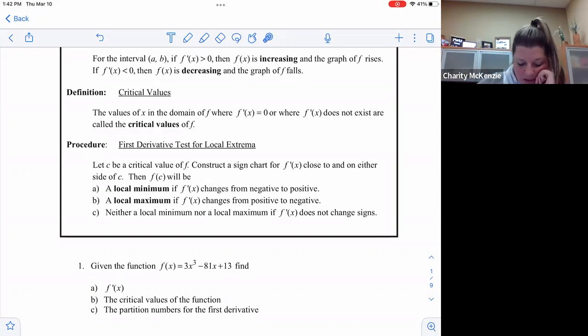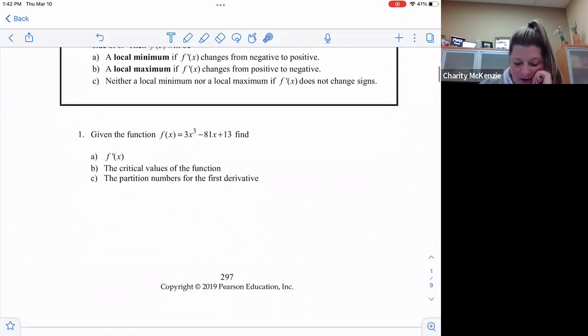I'm sure it's fine. Okay, then let's look at a problem and see what we're actually doing. So what we're going to do is start by finding the derivative. This one's a pretty basic derivative. So 3 times 3 is 9, x squared minus 81. So we went from an x to the third to an x squared. We went down 1 power.